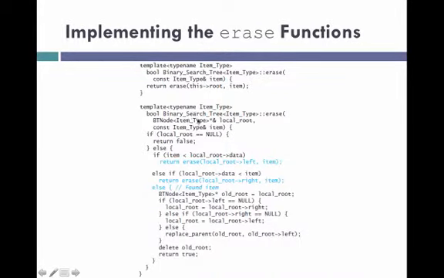Here's an erase function, and here's the case where the item, if it's less than the data at the local root, here's where we're making a recursive call to remove it from the left subchild, and here we make the recursive call to remove from the right subchild. And if we found the item, here's the logic that does the operations just described. You should stop the slidecast and study this code.